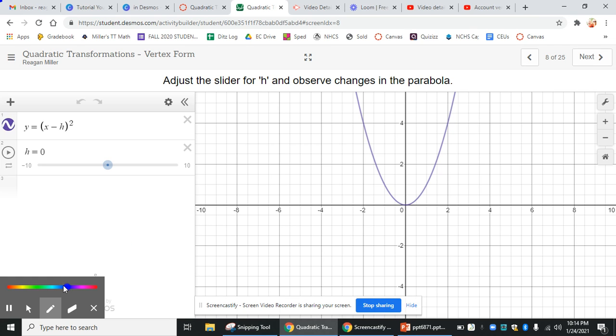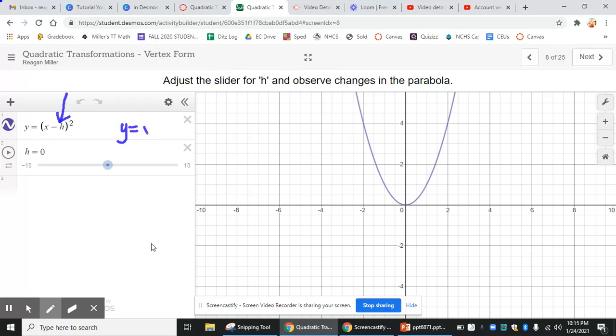So let's keep on going with our quadratic transformations activity here. The next section or slide asks you to look at how the slider for h will make changes in the parabola. So you'll notice, before I start moving the slider, that h here, what's different about it? Or what's changed from when we were talking about k.